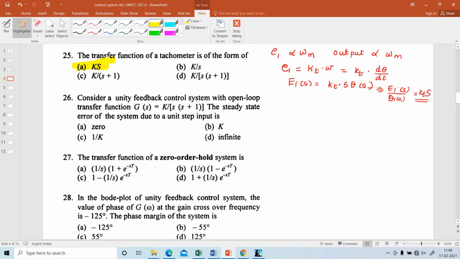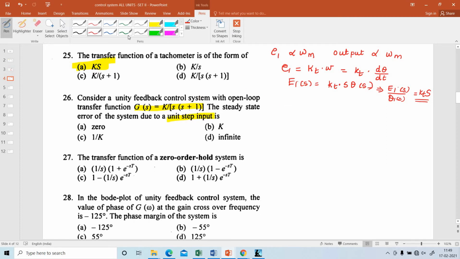And the next problem, problem number 26. Consider the unity feedback control system with open loop transfer function G of S equal to K divided by S into (S plus 1). The steady state error of the system due to a unit step input.